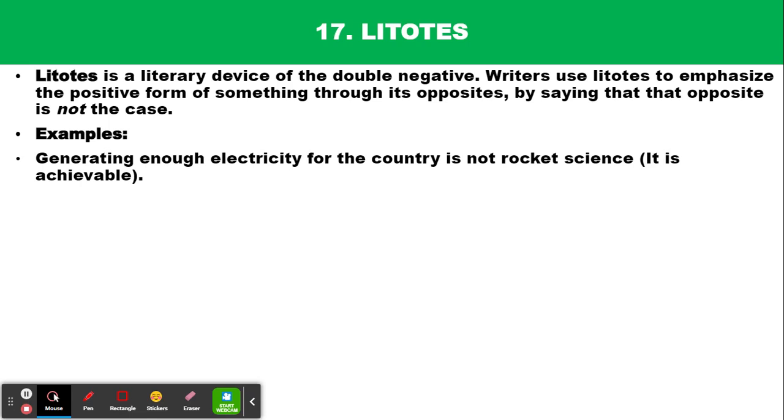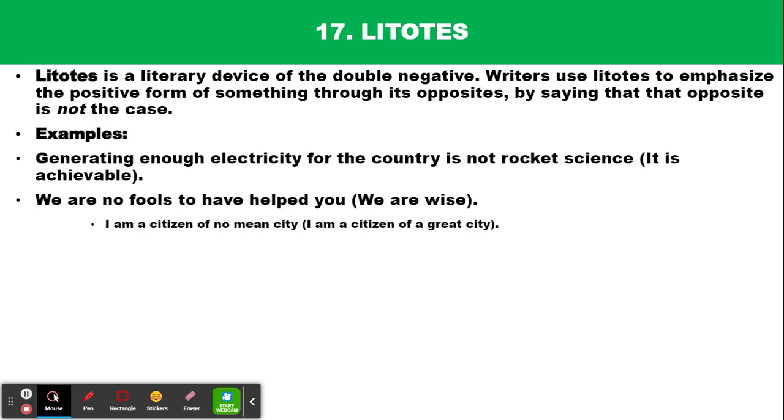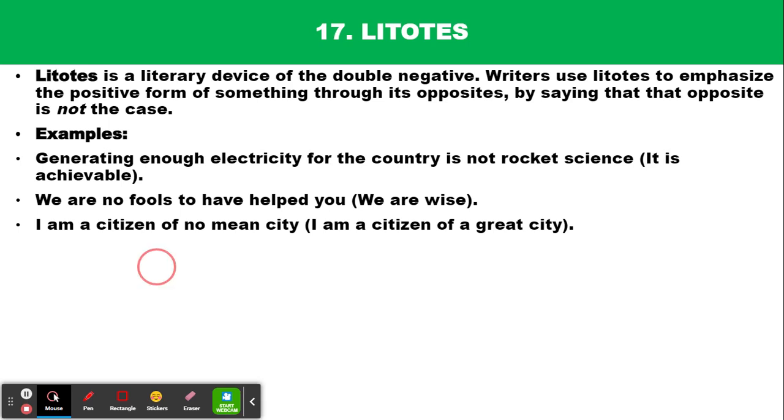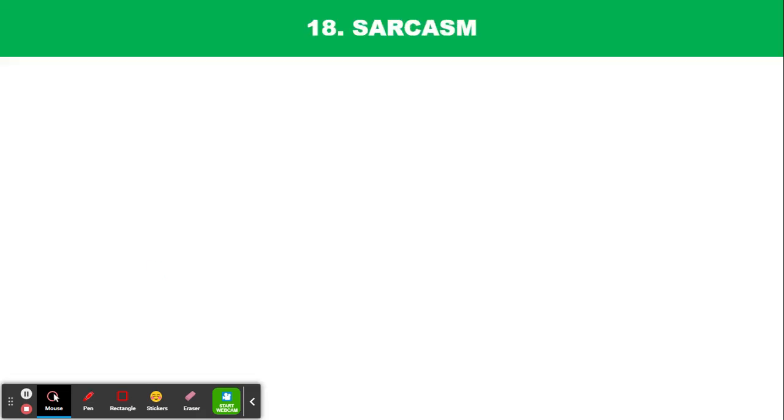And here, the speaker wants to say that generating enough electricity for the country is achievable, is something that is practicable. But instead of saying that, use the opposite and say it is not rocket science. Another example, we are no fools to have helped you. This is another way of saying we are wise. Okay? I am a citizen of no mean city. Instead of saying I'm a citizen of a great city. Okay? That is how to use litotes.